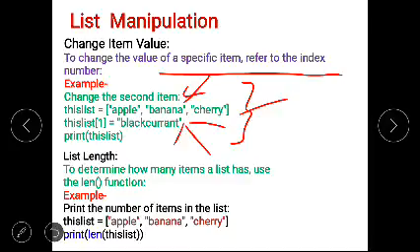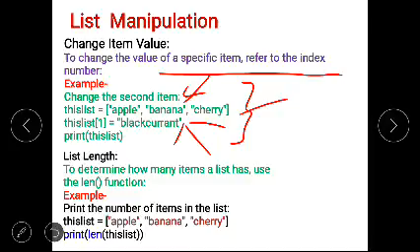Okay, and so what will happen if you print the list? You will find the blackcurrant has replaced the banana at index number 1, which we wanted to change. List length. Now see another thing.